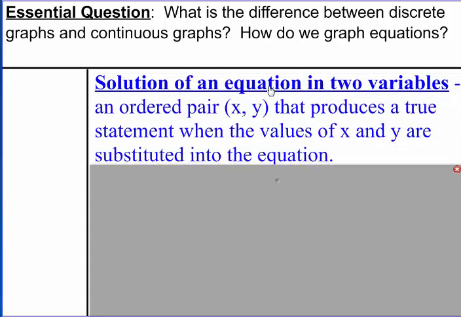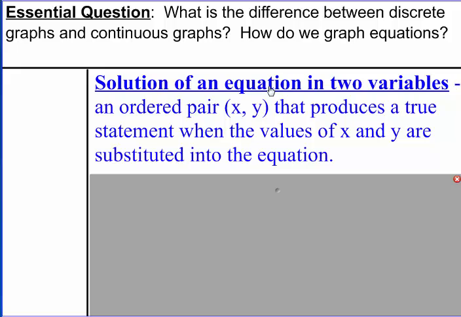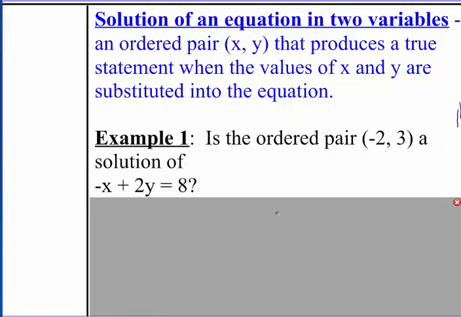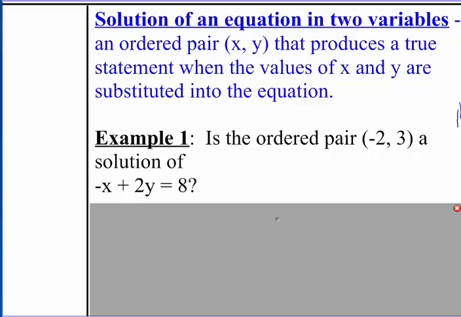A solution of an equation in two variables would be an ordered pair, x, y, that produces a true statement when the values of x and y are substituted into the equation. So we're going to look at an example where you would be checking whether or not an ordered pair is a solution to an equation. Our first example is the ordered pair -2, 3, a solution of -x plus 2y equals 8?